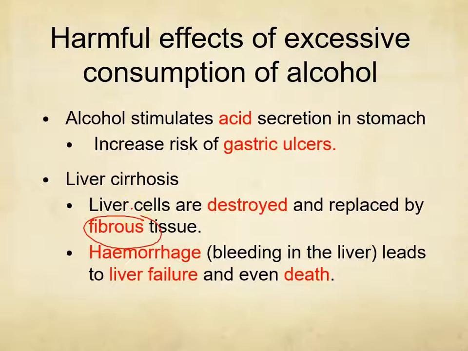Hemorrhage is bleeding in the liver, and this will eventually lead to liver failure and even death, because we know that the liver is a very important organ, right? But how come alcohol can actually cause gastric ulcers? That's because it stimulates increased acid secretion. And you know what this acid is, right? It's your hydrochloric acid. That would mean that there is a lot of acid inside the stomach, and it starts to corrode, or digest away, the mucus lining of your stomach, eventually causing the acid to burn through the walls of your stomach, which is a very painful situation that can lead to ulcers.